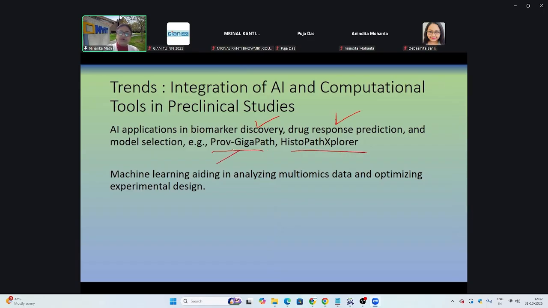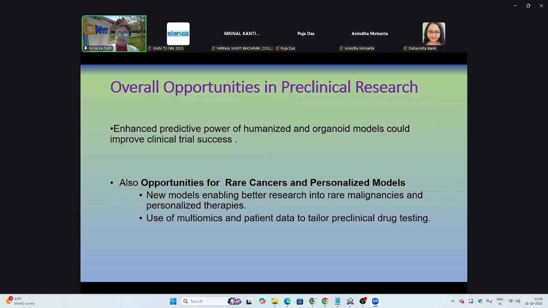I've heard of these in conferences, but these are things that if you have heard of it, then it's easy for you to pick it up. And so machine learning can help in using all of this multi-omics. What is multi-omics? Using protein, using RNA, everything, looking at it together, and analyzing it. So let's look at some. So overall opportunities again are by using these organoid models, that's preclinical, and it can be used for rare cancers and personalized models.